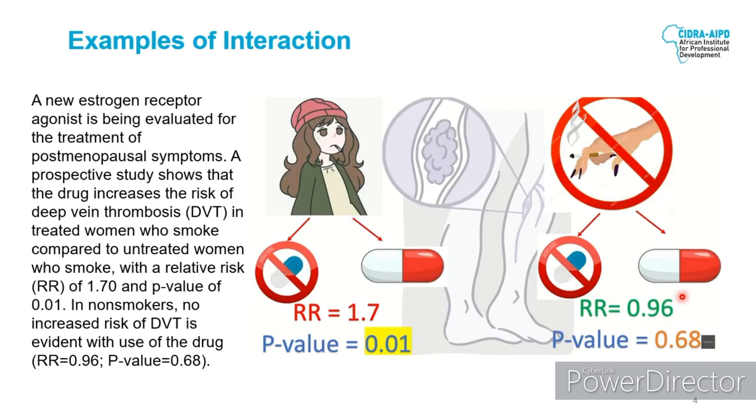Henceforth, we can conclude that results depend on the third variable, and smoking is actually an effect modifier which modifies this true association. Here, interaction is present.